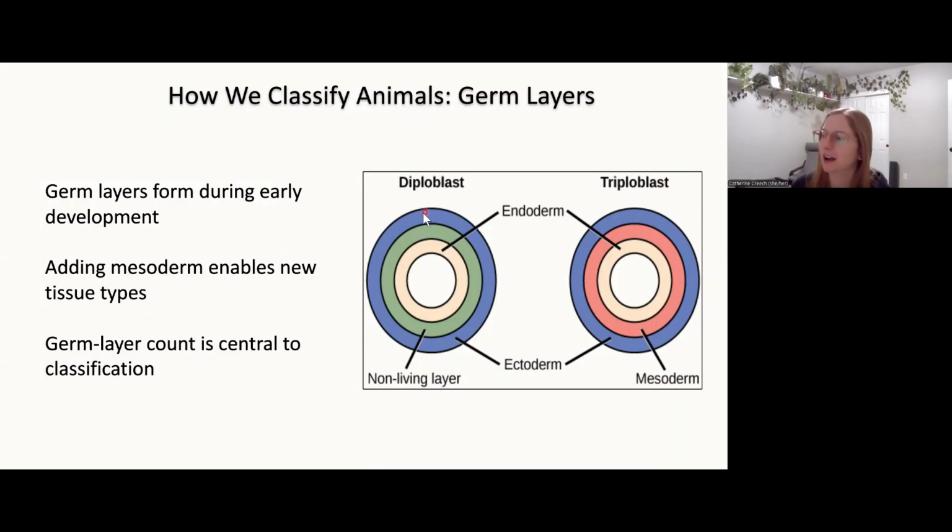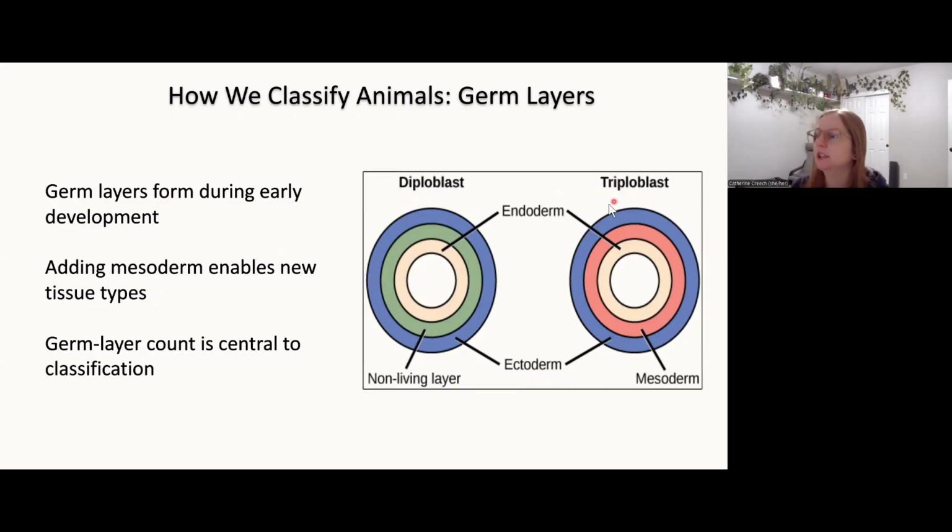So here I have my outer layer. We're going to use the prefix for outer, ecto, derm referring to the tissue. So I got my ectoderm. Then I'm going to have a weird non-living layer, but it's not mesoderm. And then I'm going to have an inner layer called endoderm, and then I'll have my space. So there's really two tissues, hence di.